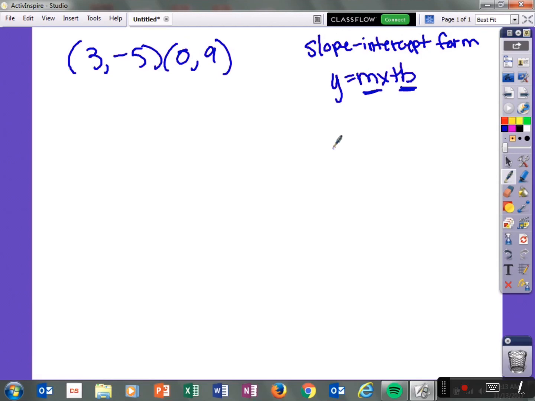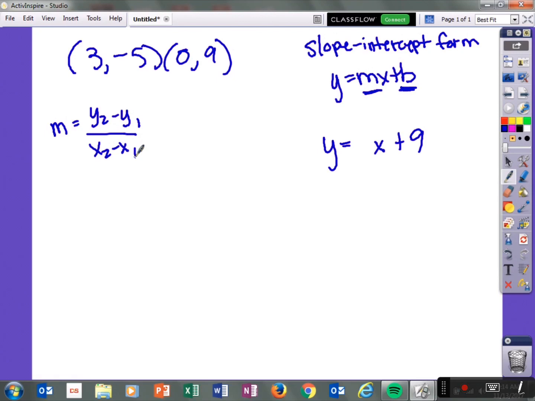Okay, so we know the plus b part. We still need to find the m, right? How do we find the m? We use the slope formula. m equals y2 minus y1 over x2 minus x1. Now, there are 2 different ways to do this. Okay, we could have just plugged in the formula, right? And then done the math.